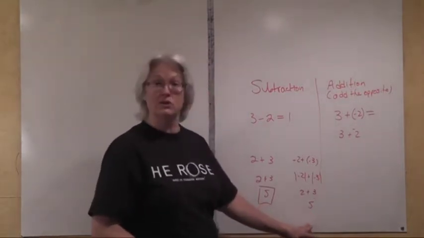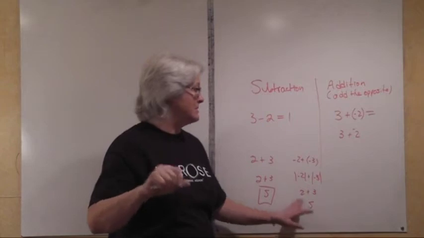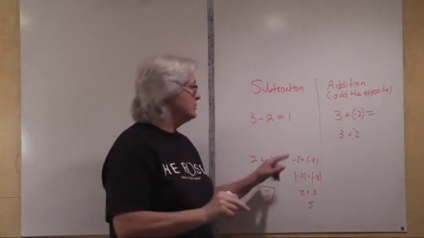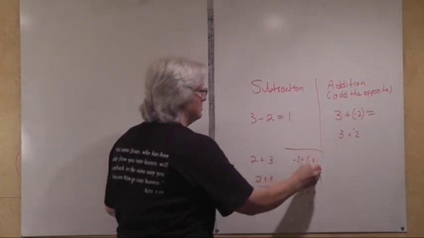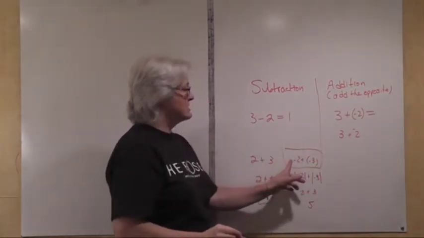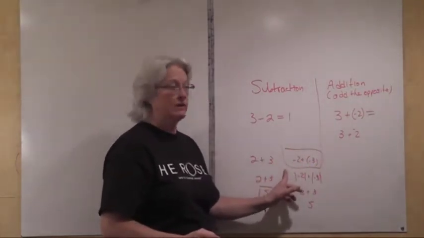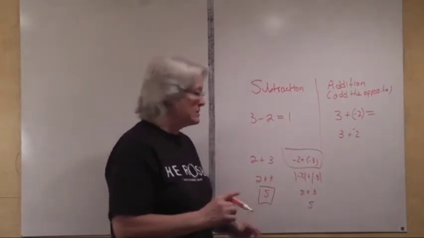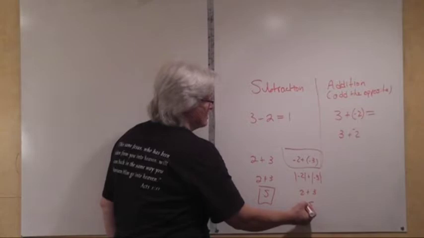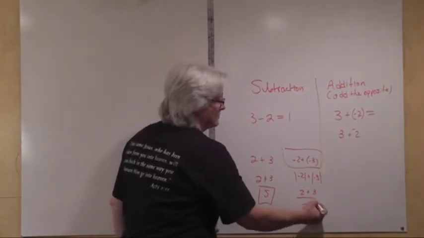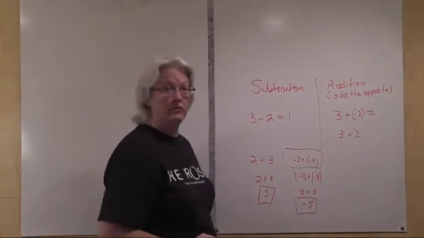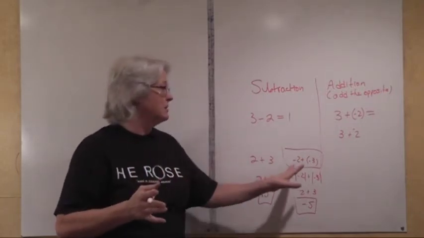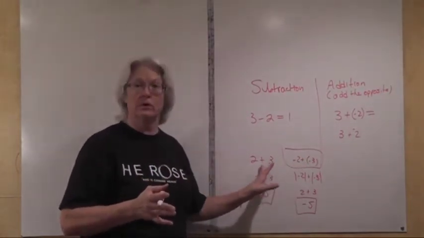Are we finished? No, because the first step is add their absolute values. The second step is look back at the original problem and use the sign of the addends. This is a negative 2 and a negative 3. The sign is negative. So the solution here is a -5.